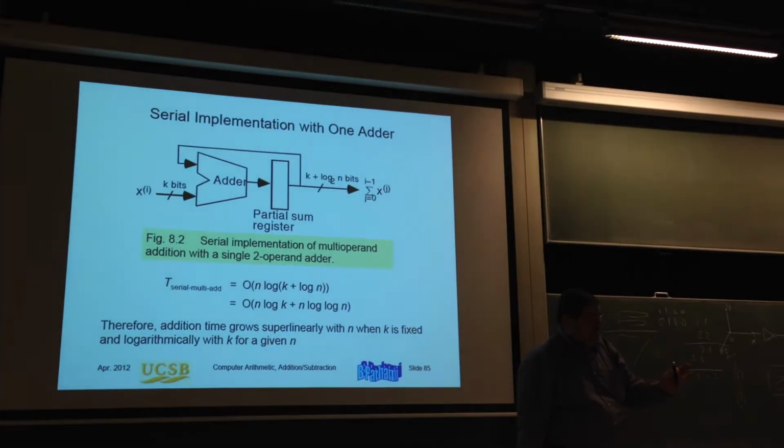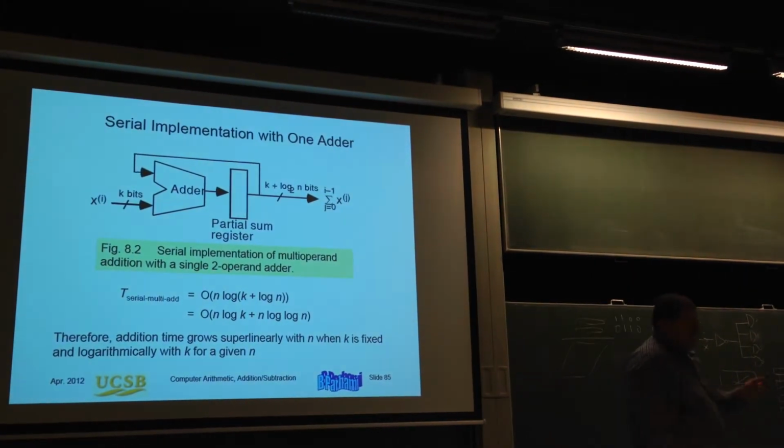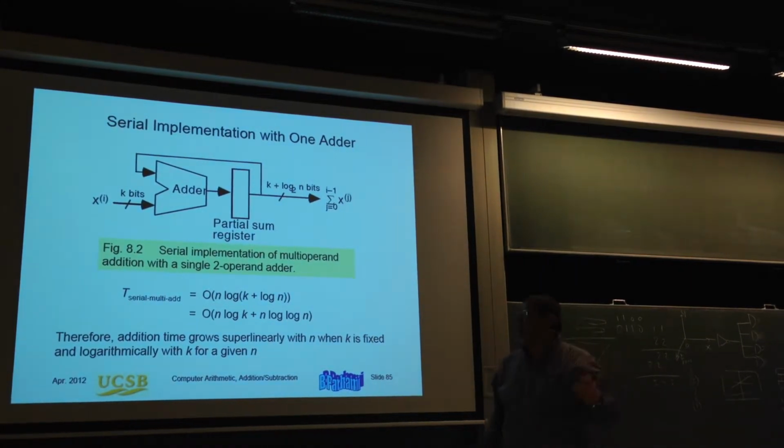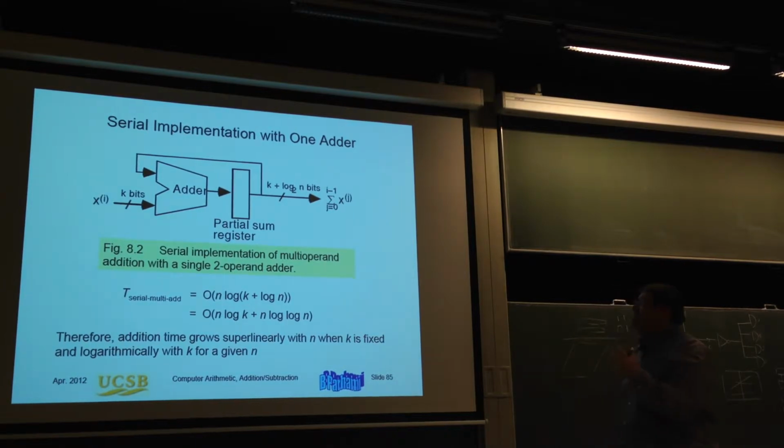Okay, now this is the straightforward approach. I take two numbers and I add them pairwise one at a time. It's very much like the bit serial addition. But now the granularity is not at bit level, but at operand level. There is, however, something which is slightly different.